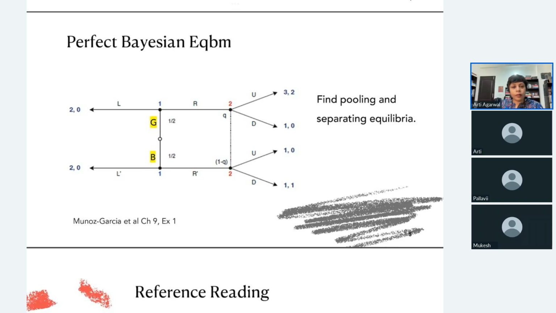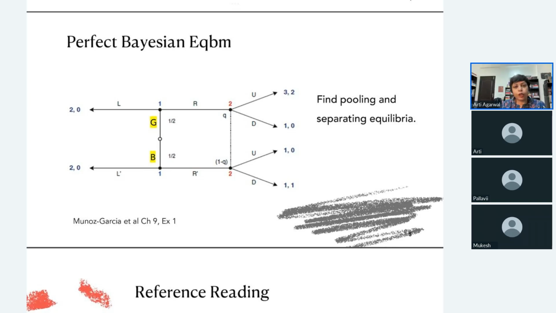Then player 1 acts, and if it's of type G, they have the choice to play L or capital R. And if they're of type B, they have the choice to play L prime or R prime. If they play L or L prime, the game ends and everybody gets a payoff of 2, 0. That's the final payoff. If they play R or R prime, then player 2 acts.